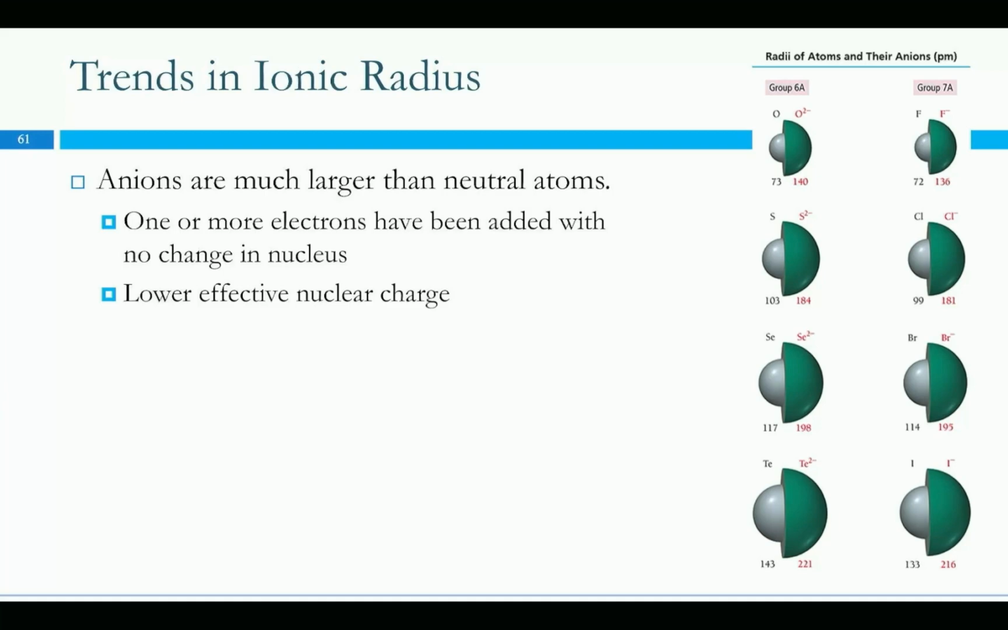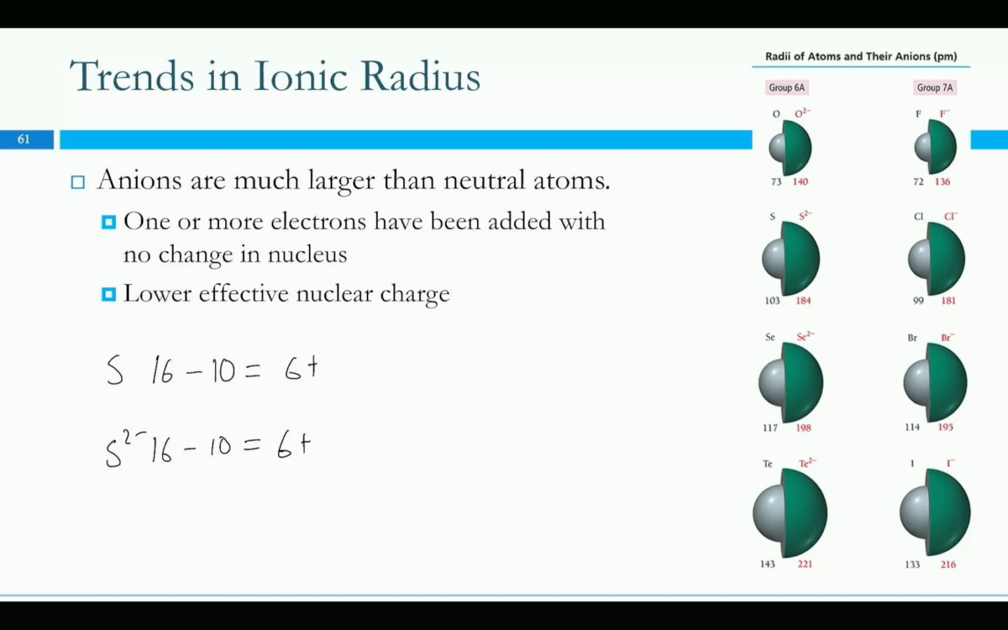Now, if you calculate this the way that we've been doing it, you won't see that. If I take something like sulfur, it's got 16 protons minus 10 core electrons, so that equals 6 plus. Sulfur 2 minus still has 16 protons minus still 10 core electrons, so it's still 6 plus.